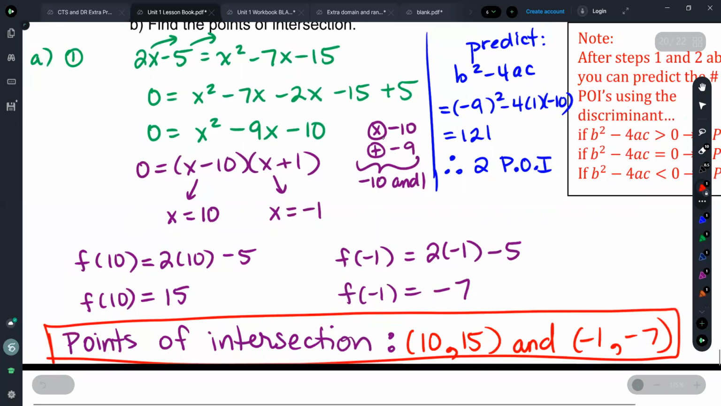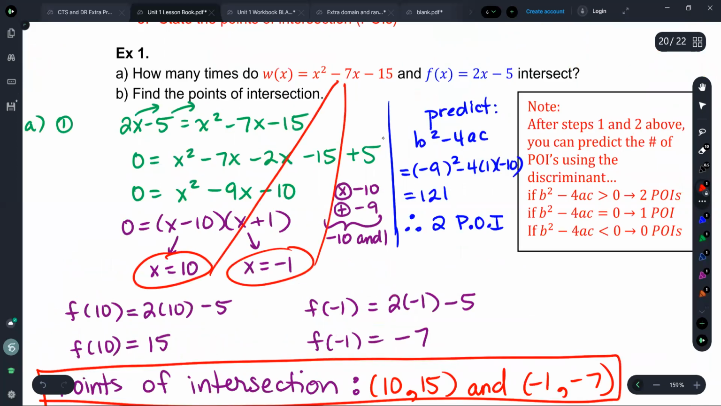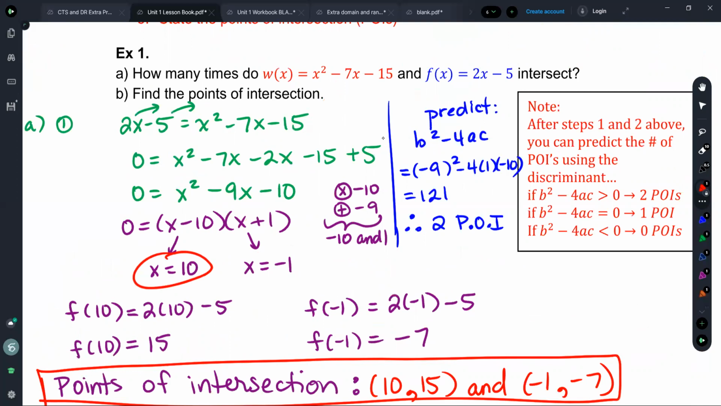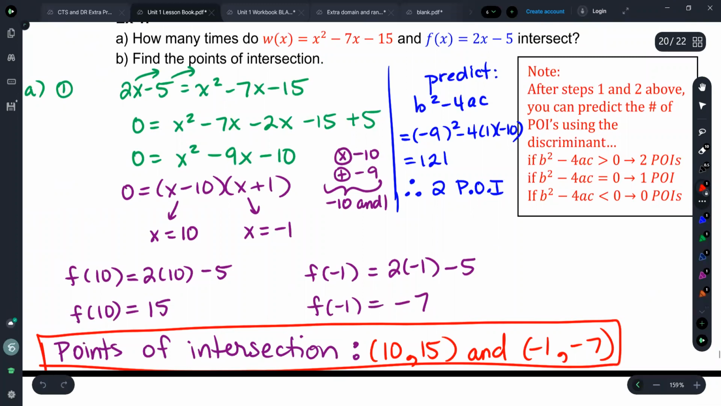Okay, a good check that you can do is double check that when you plug these x's into the other equation, they give you back the same y's that the line gave you. If they don't give you back the same y's, you found the wrong x's. Okay, so what did we just find? Let's take a look at what we actually found here.